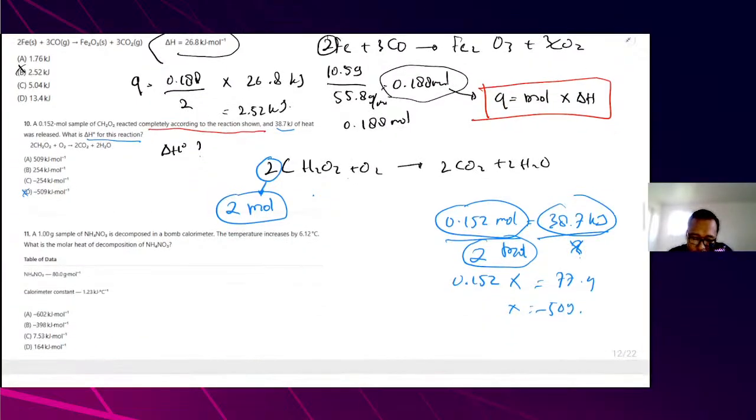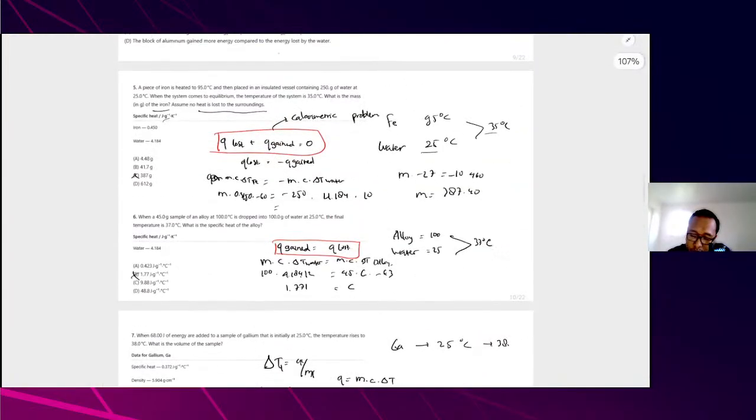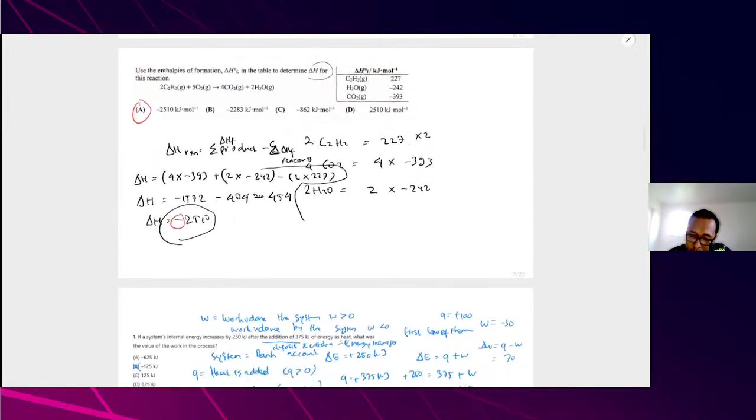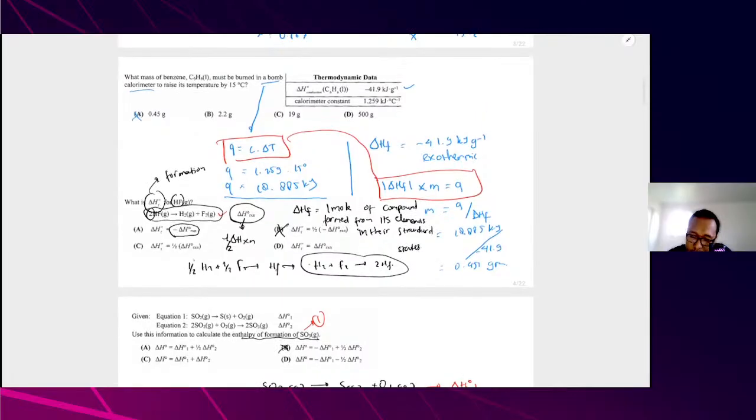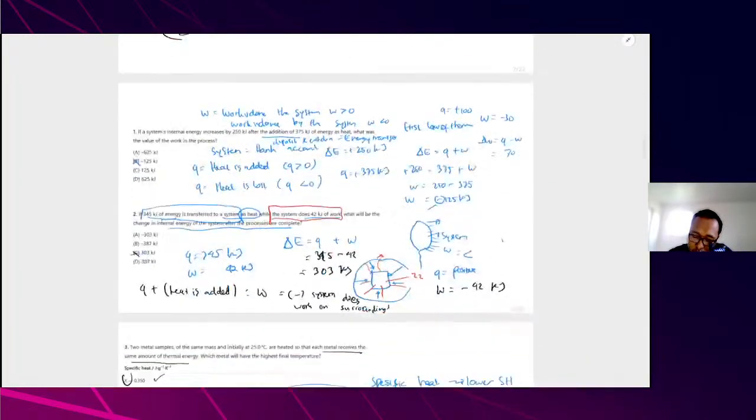Again, a 1 gram sample of this one is decomposed in a bomb calorimeter, and the temperature increased by 6.12. What is the molar heat of decomposition of NH4NO3? Remember, for bomb calorimeter problems, Q = CΔT, and then ΔH equals Q over moles.